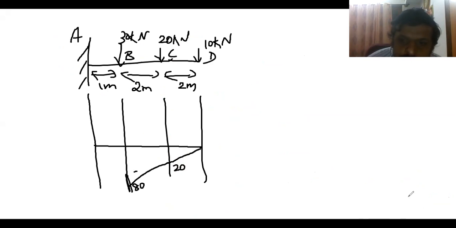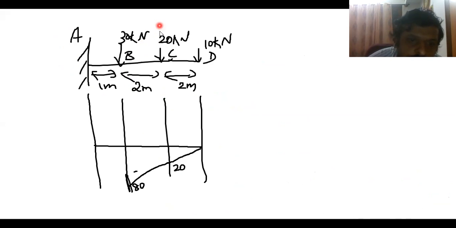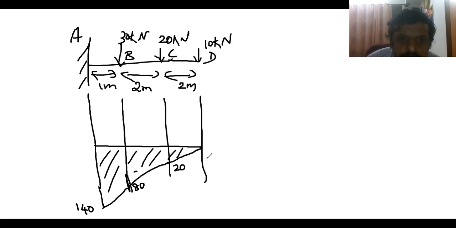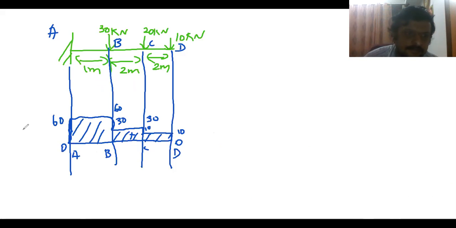Minus 80. And then my bending moment at A will be minus 140. That will be further down, 140. So it is all negative bending moment. So this is at D, C, B, A. This is your BMD, okay, students. BMD, and this is your SFD.